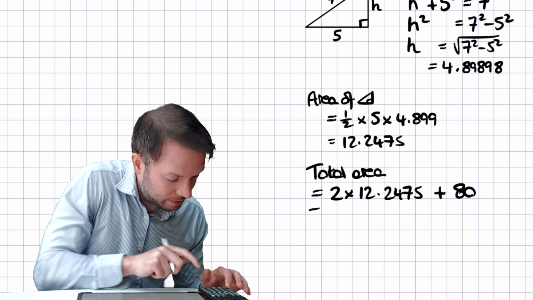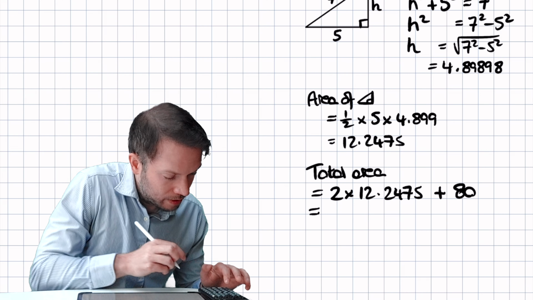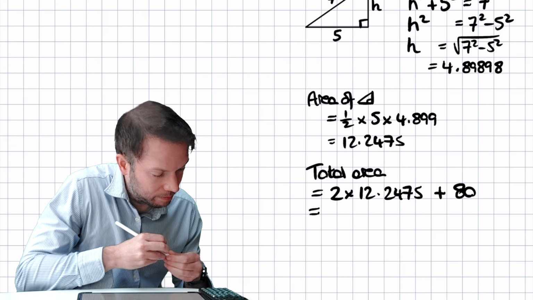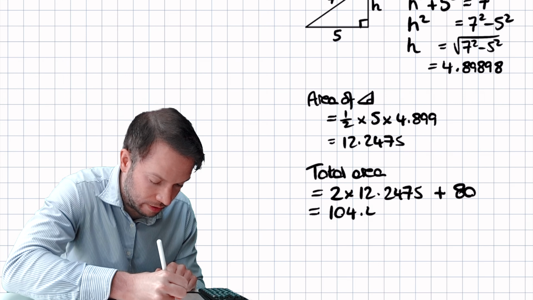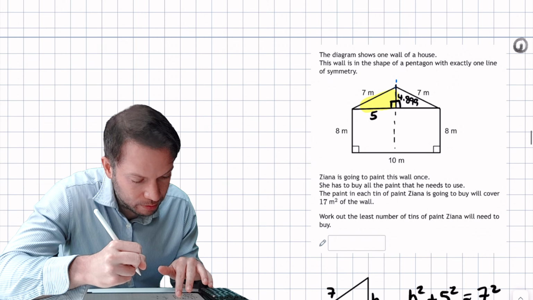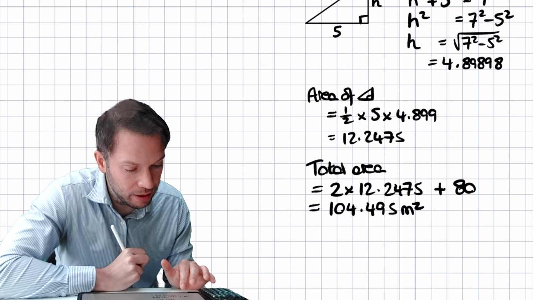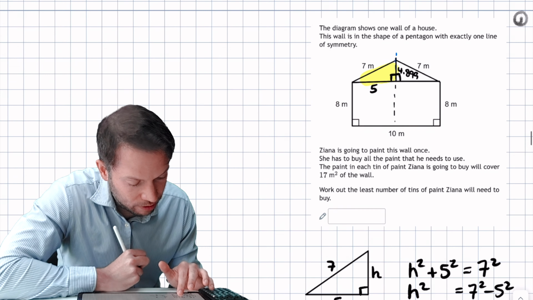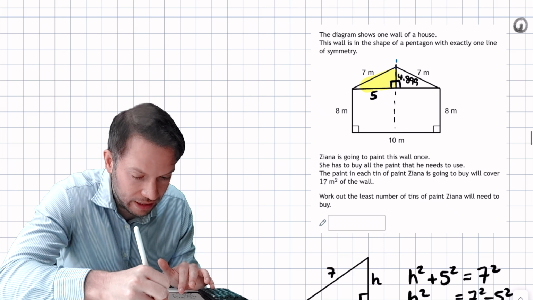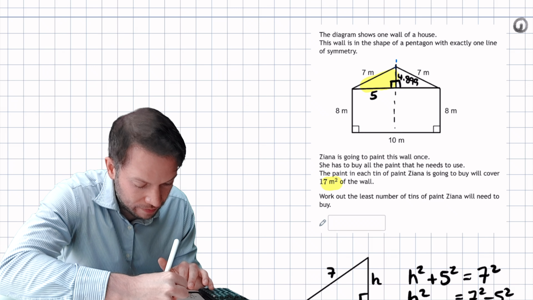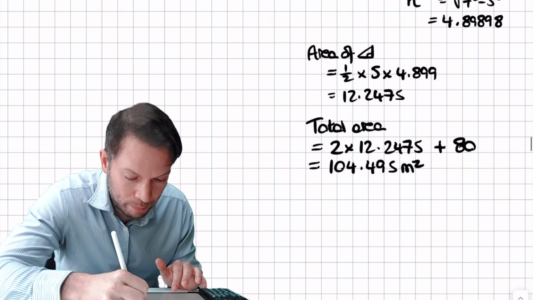And if we do that, that gives us 104.495. And is that in meters squared? Yeah, meters squared. Right, okay, brilliant. We've got the total area of the shape, and now we can work out how many tins of paint we need. Now, we know that each tin of paint, it says, will cover 17 meters squared of the wall. So basically, we need to divide this area by 17.